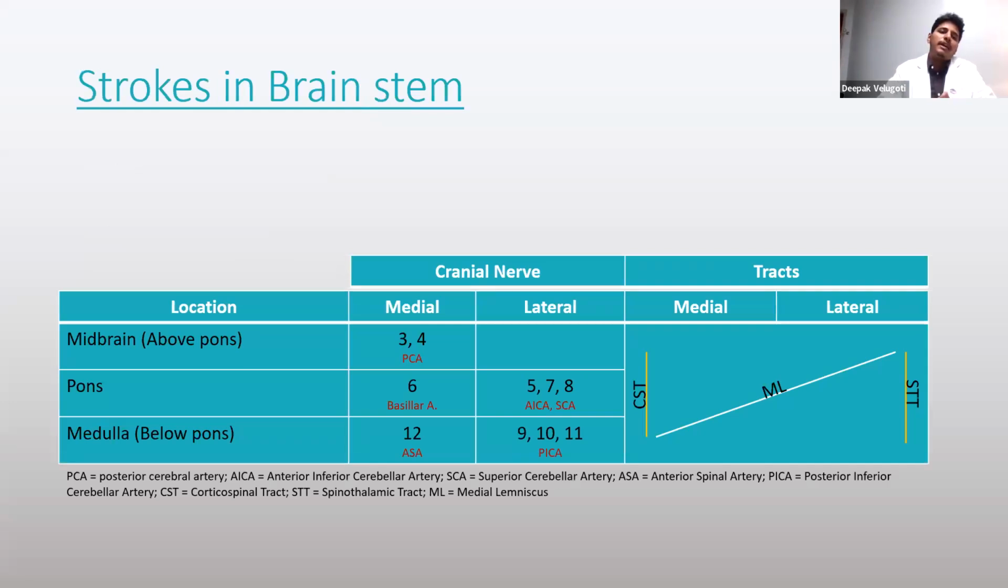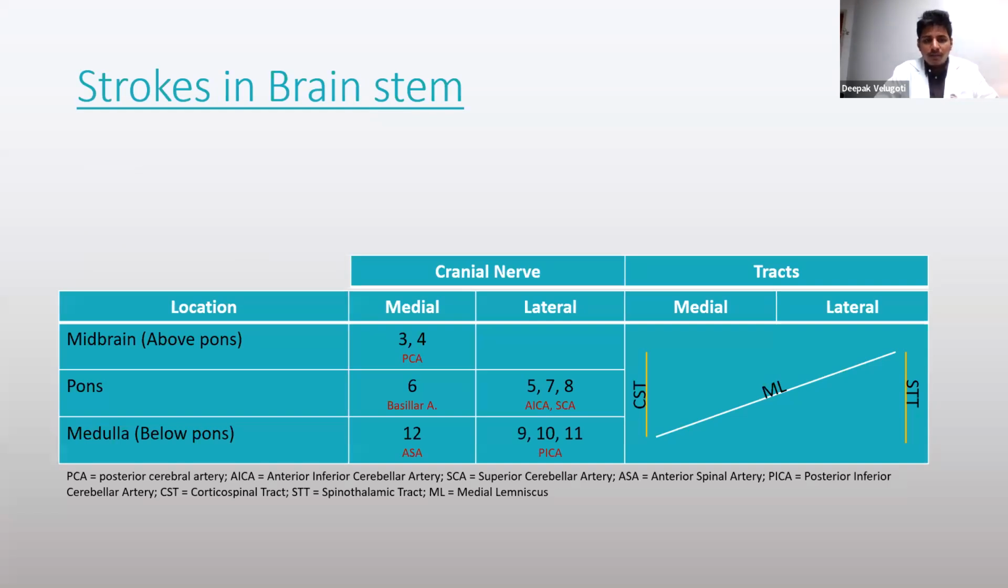And coming to the brainstem strokes, this is a short representation of cranial nerves, tracts, and the arteries involved at various levels of the brainstem. We'll discuss first medial syndromes, and then we'll go to the lateral syndromes.